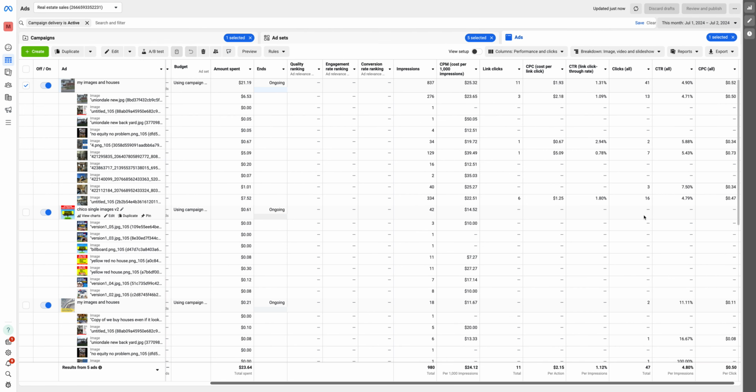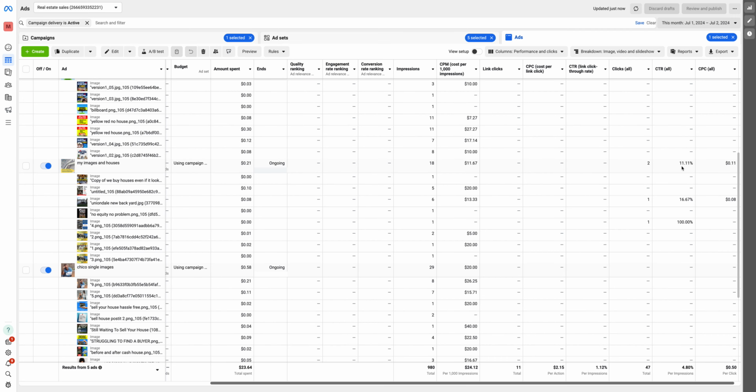So here's my click-through rate. Almost 5%, 7%, which is kind of weird because I got more clicks.